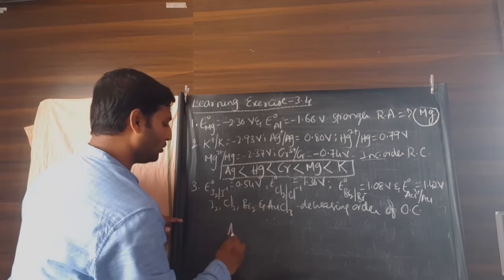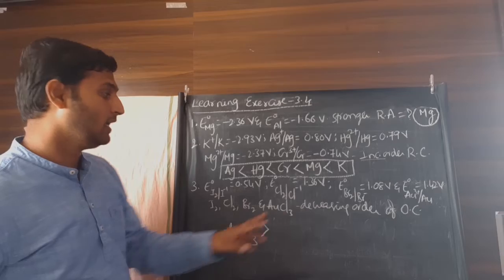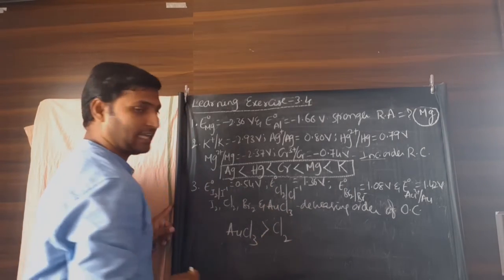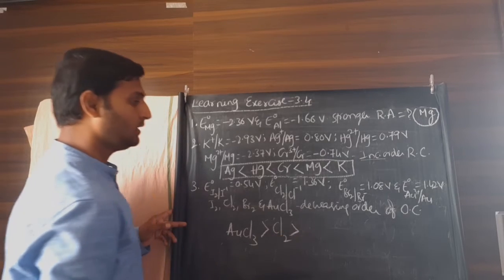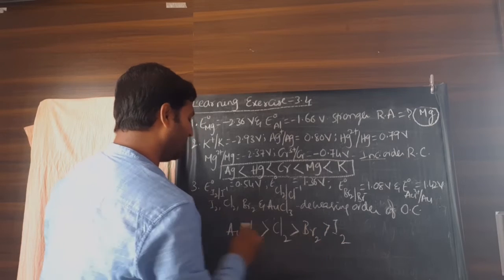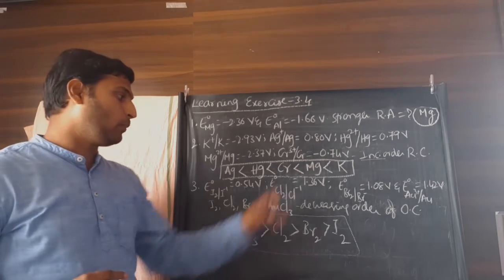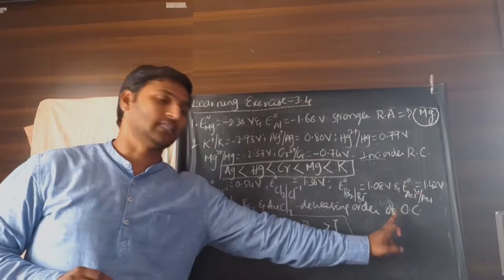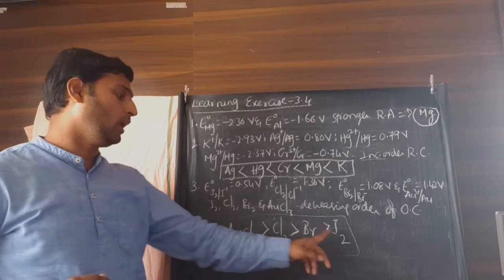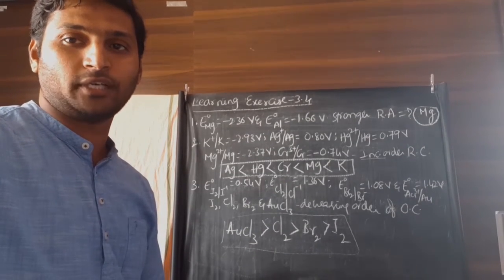Gold. So auric ion would be the strongest oxidizing agent, followed by the second highest electrode potential, which is for chlorine. So chlorine will be the second strongest oxidizing agent. Then bromine would be the third strongest oxidizing agent and iodine would be the fourth. The one with the highest electrode potential is the strongest oxidizing agent. The one with the lowest electrode potential is the weakest oxidizing agent. Let's move on to the fourth question.